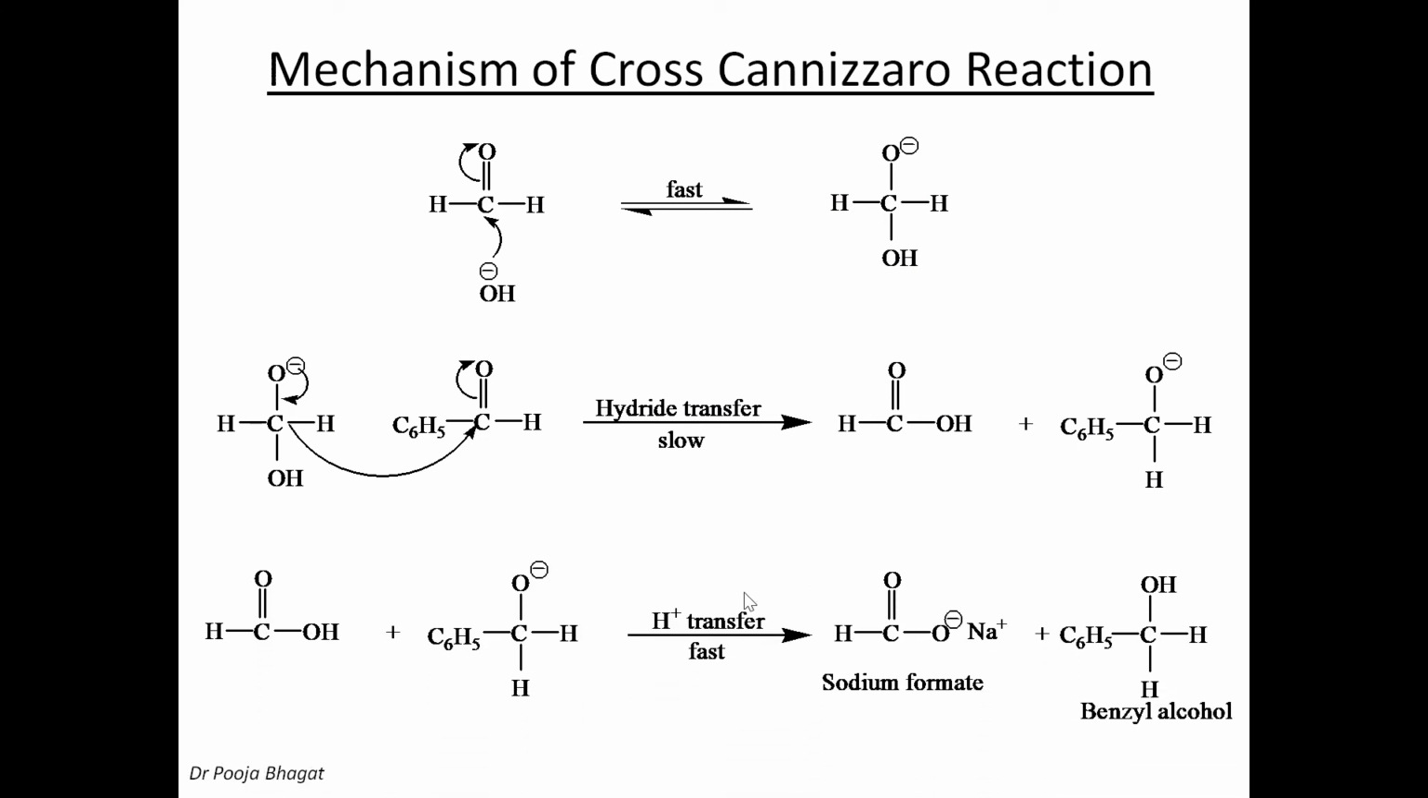What will be the next step? It is the proton transfer. Stronger acid will release proton, and this will gain proton. So from here you will get sodium formate and from here you will get benzyl alcohol. So this is the cross Cannizzaro reaction. Now I think it is clear to everyone why the OH negative attacks the carbonyl carbon of formaldehyde, and why always the formaldehyde gets oxidized to acid and the other aldehyde gets reduced to alcohol. So this is the reason for that.